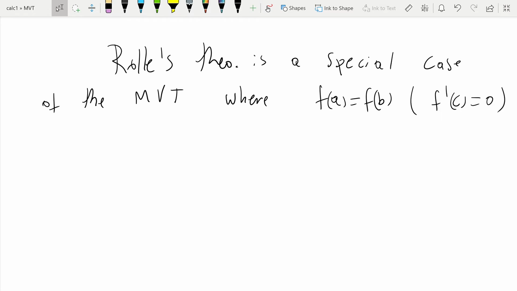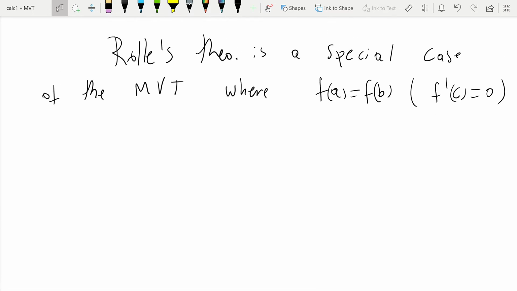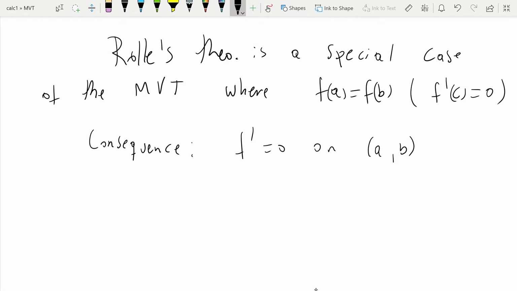Okay, so a corollary that we already know about: if the derivative is 0, as a consequence, f prime is equal to 0 on (a, b), then under the same conditions, f is constant on the whole closed interval.